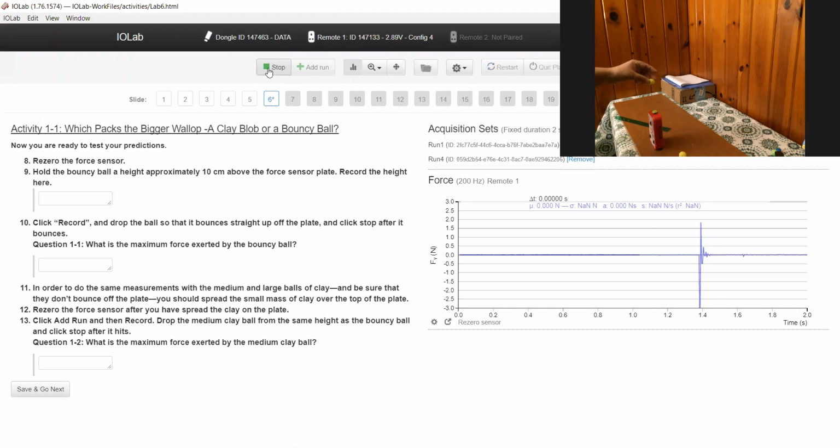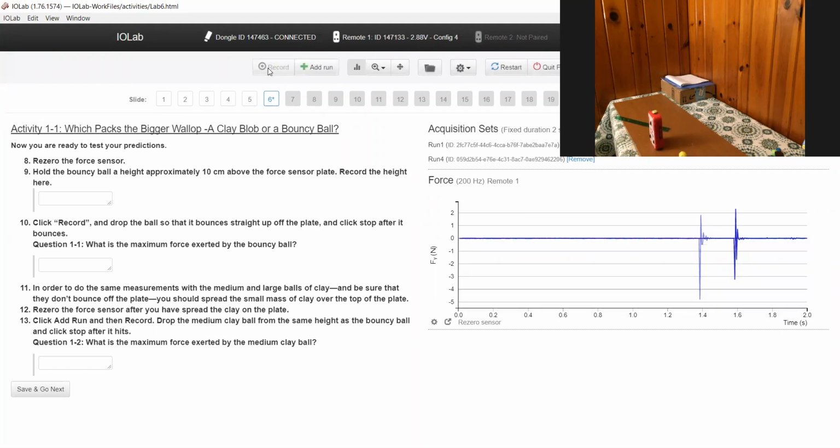Record it and then leave it. Did it hit? Kind of, but I'm good with that, though you can try many runs. If we are not satisfied, click on add run, then zero the sensor. I have not selected anything. If you want to check on B, that's fine. And then click on record also.